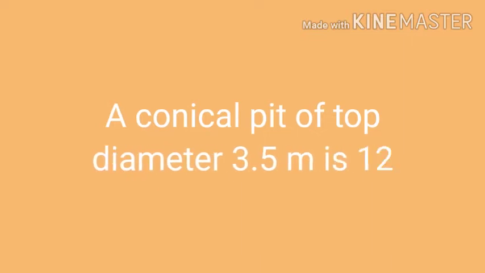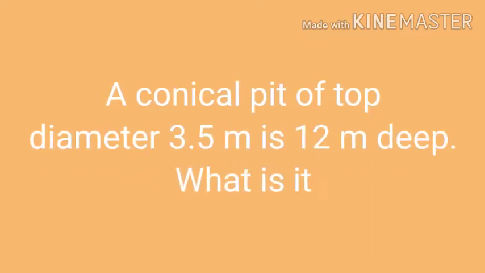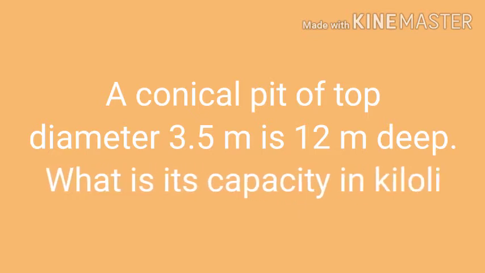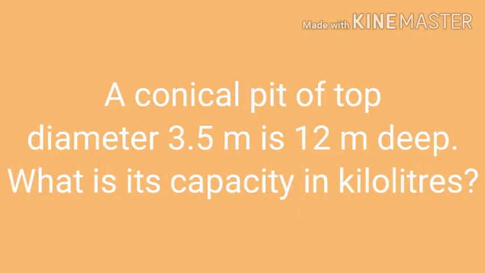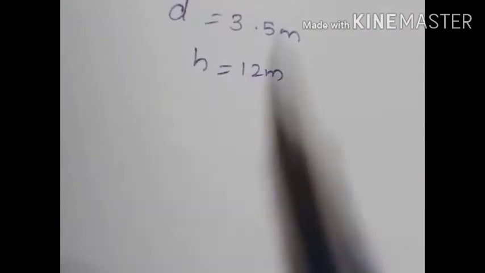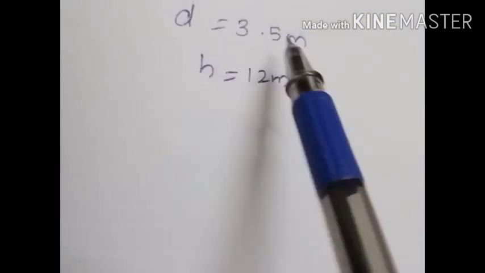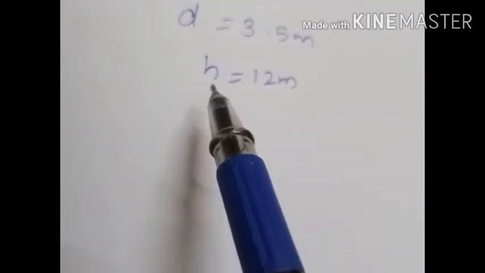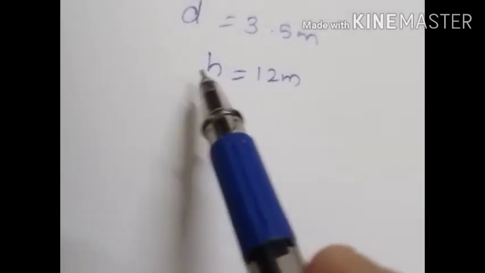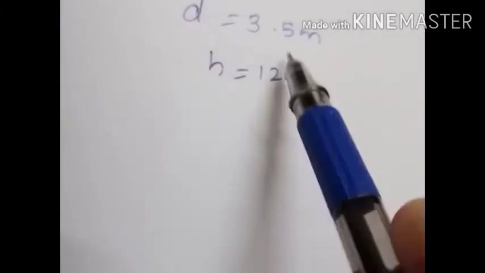Now exercise 13.7, question number 5. A conical pit of top diameter 3.5 meter is 12 meter deep. What is its capacity in kiloliters? Conical pit, top diameter 3.5 meter and depth 12 meter, and we have to find the capacity in kiloliters. According to the question, it is given that diameter is 3.5 meter, depth is 12 meter. So height h equals 12 meter, d equals 3.5.